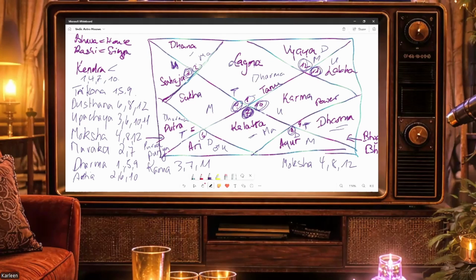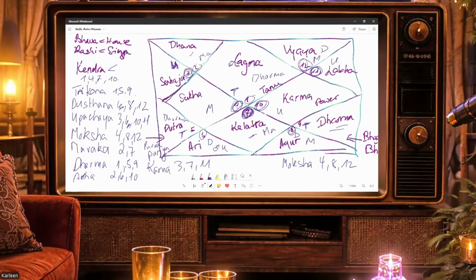Okay. So you'll notice that some houses appear in multiple categories. Like you'll find house number 6 in the Dustana, so the bad place, and the Upachaya, the place that you can work on and through your own effort rise up out of. And it just goes to show how everything is integrated and complex, and how it's all these wheels turning within wheels that keep everything going, right?